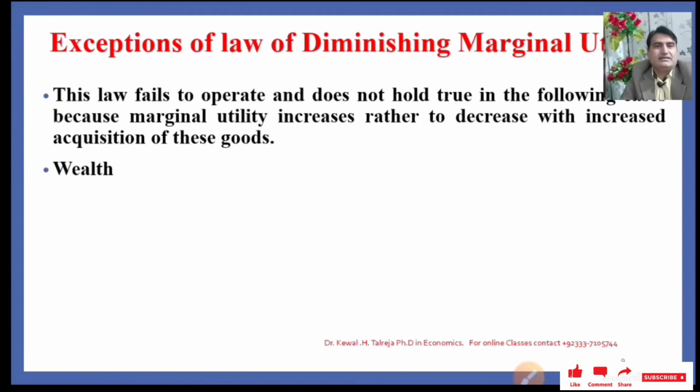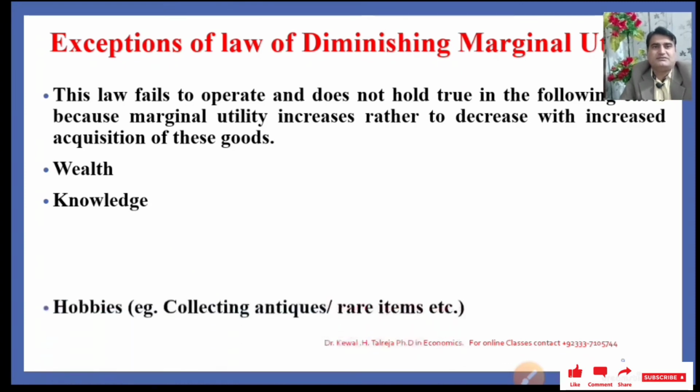In case of wealth, the marginal utility does not decrease but increases, because people wish to have more money and wealth. And in case of knowledge, this law of diminishing marginal utility does not function, because a person who gets knowledge, his desire or curiosity for getting knowledge increases. So this law fails to operate.